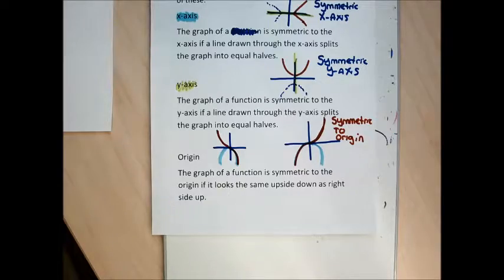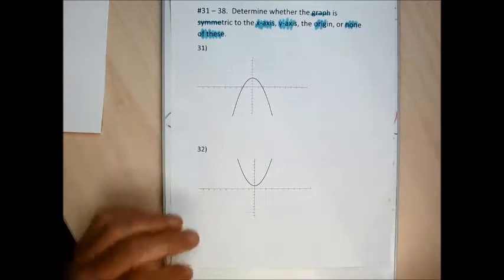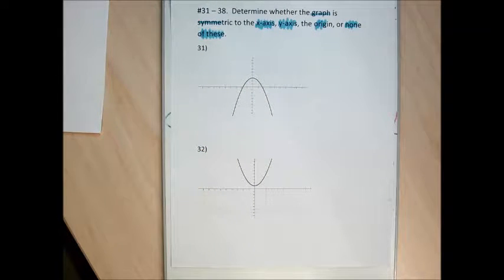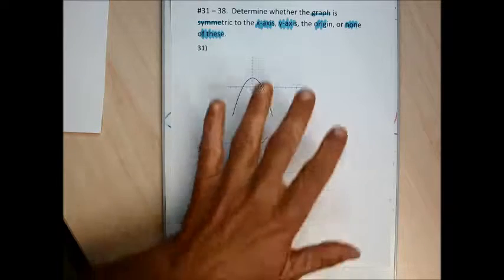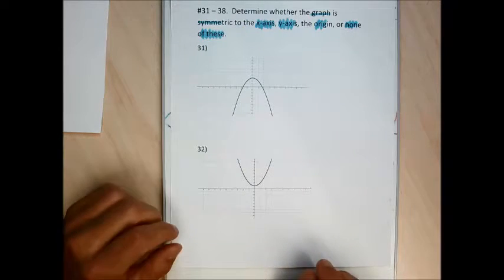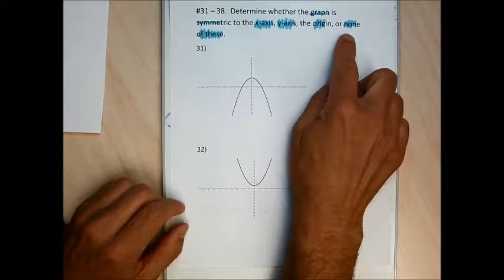Alright, so now I'm going to start problems 31 through 38. For each of these problems, we're just supposed to say which of the symmetries it has, whether it has x-axis symmetry, y-axis symmetry, or origin symmetry. If it doesn't have x-axis, y-axis, or origin symmetry, we're going to say it doesn't have any of these symmetries.